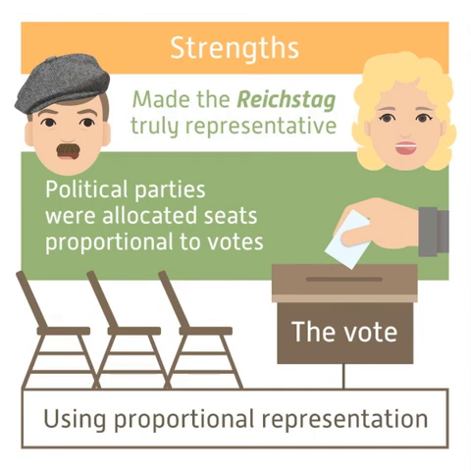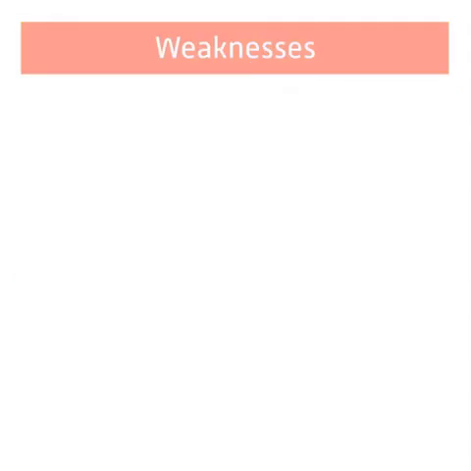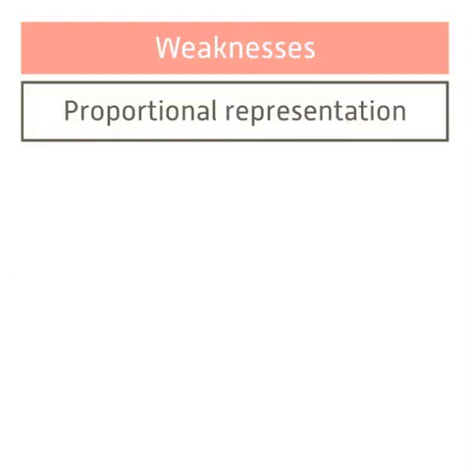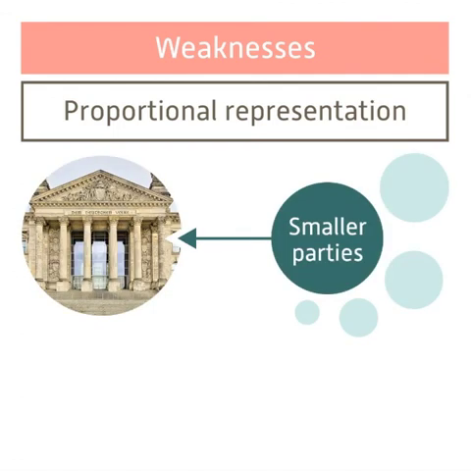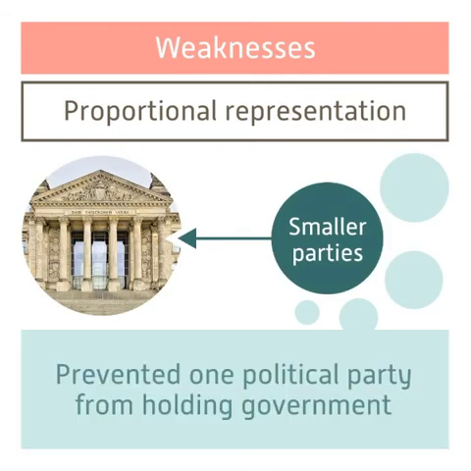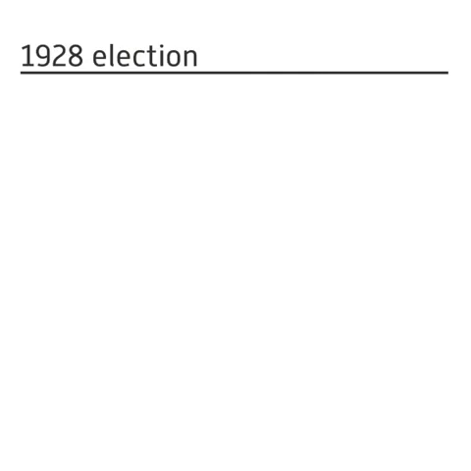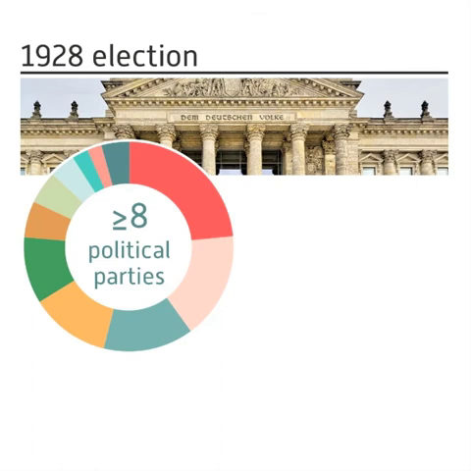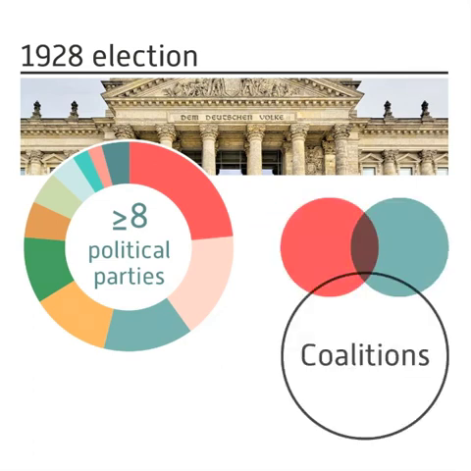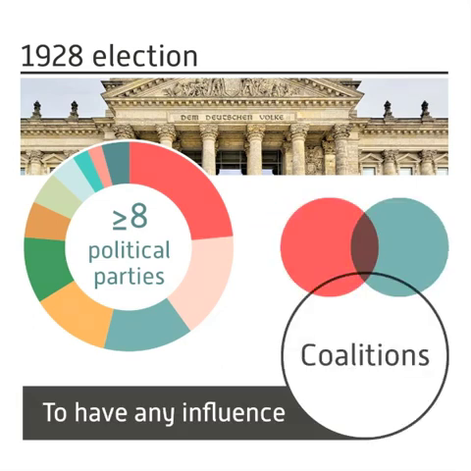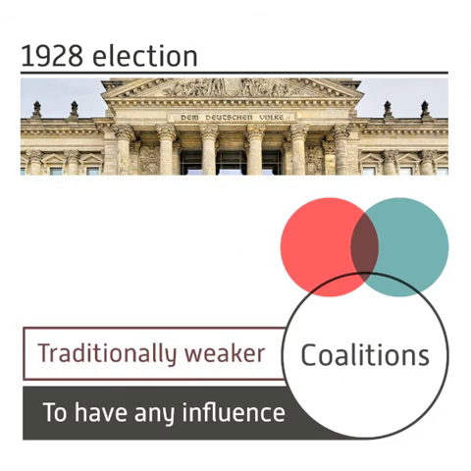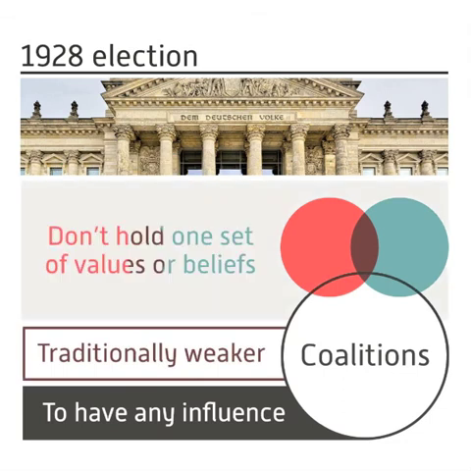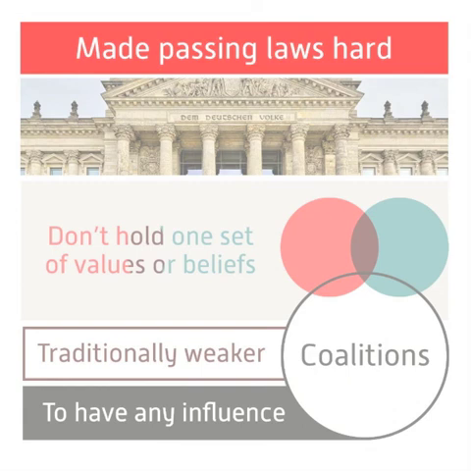However, there were also significant weaknesses in the constitution. Proportional representation allowed lots of smaller parties to enter the Reichstag. It also prevented one political party from holding government. For example, in the 1928 election, there were at least 8 political parties in the Reichstag. Governments had to band together in coalitions to be able to have any influence. However, coalitions are traditionally weaker, as they do not hold one set of values or beliefs. This made passing laws hard to achieve.